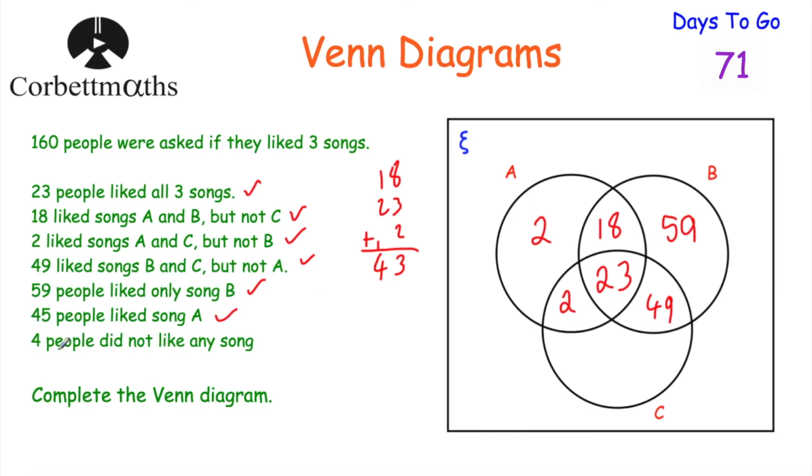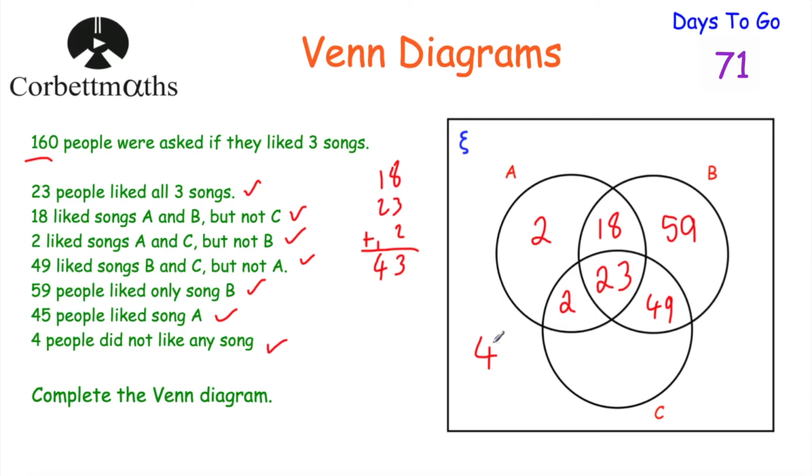And then finally we've got 4 people did not like any song. So if they didn't like any song, they're going to be outside of these circles, so they're going to be there. So 4 people did not like any song. And we've got one more section to fill out, and that's the people that only like song C. Now altogether there are 160 people, so if we add these numbers together and take them away from 160, then we'll know how many people only like song C.